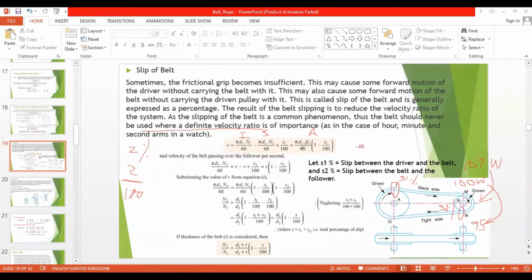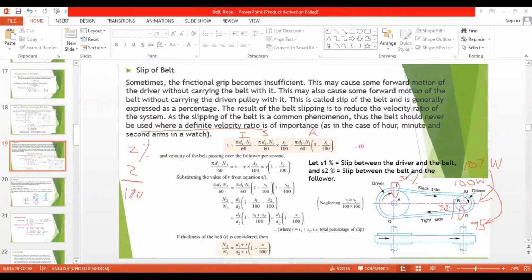If I deduct and solve, I can take πd1n1/60 outside, and 1 minus S1/100 remains. So the velocity now is πd1n1/60 × (1 − S1/100). This is due to the slip occurred in the driver, because S1 is the slip in the driver.